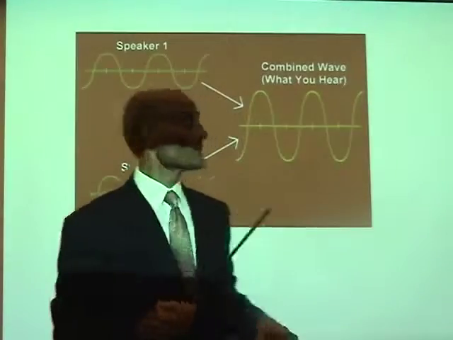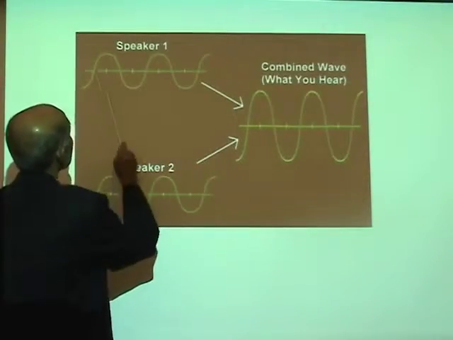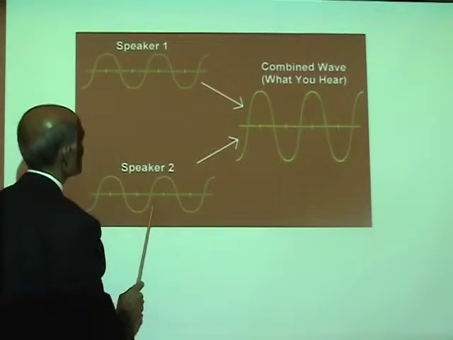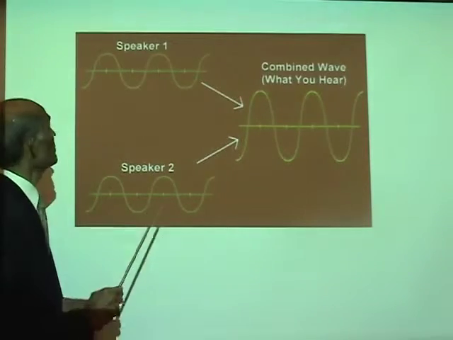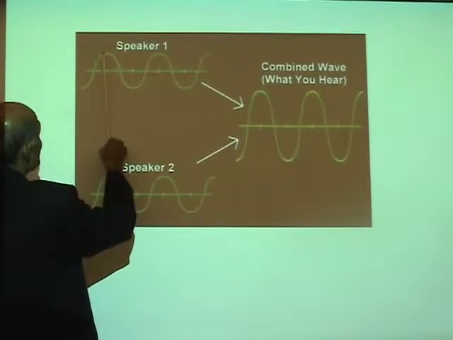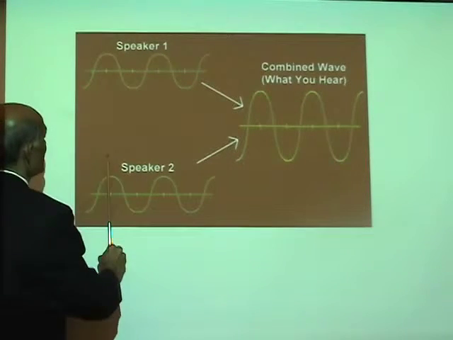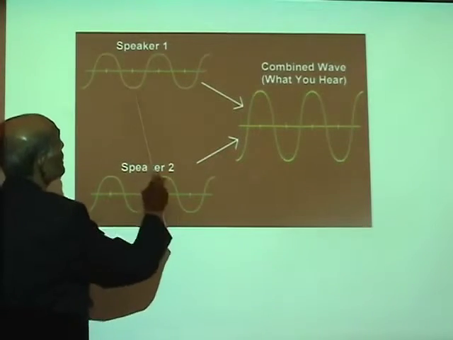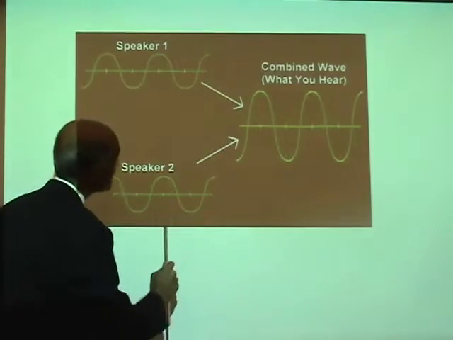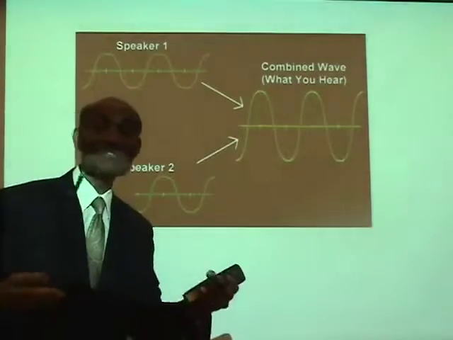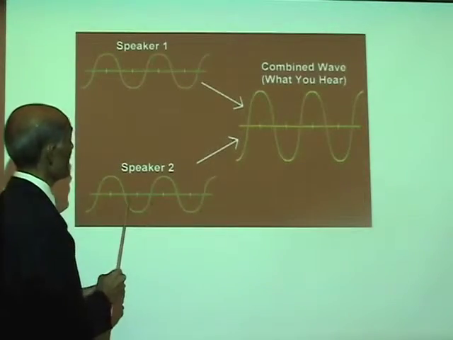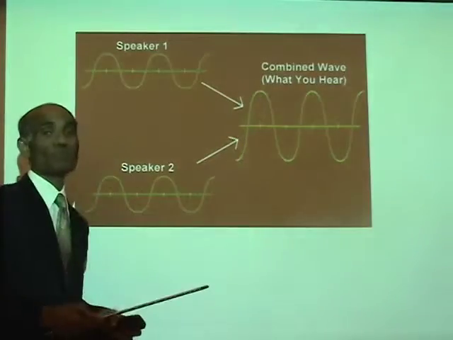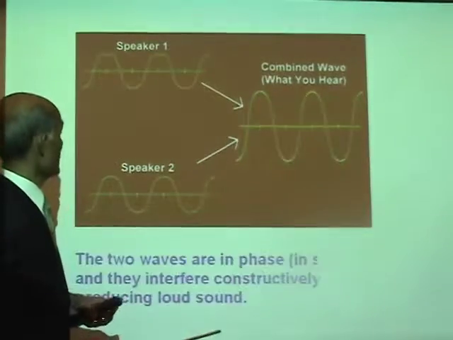One more illustration. Now, this represents the sound waves coming from speaker 1, and this represents the sound waves coming from speaker 2. You notice that the crest of the first wave and the crest of the second wave are together. So this is a case where the two sound waves are in phase. Is that right? They are in phase, therefore you have a much bigger wave. You hear a loud sound.